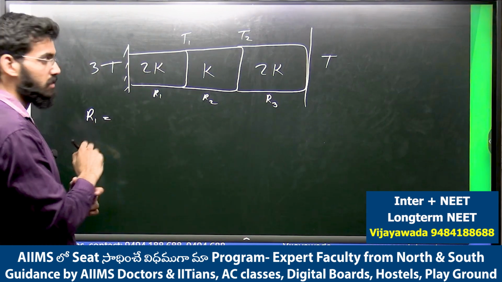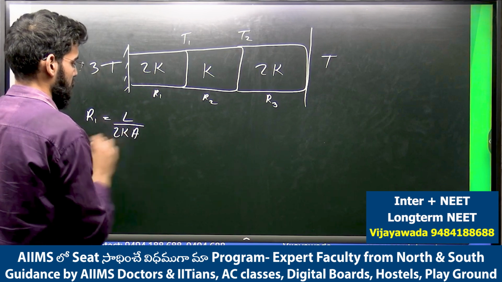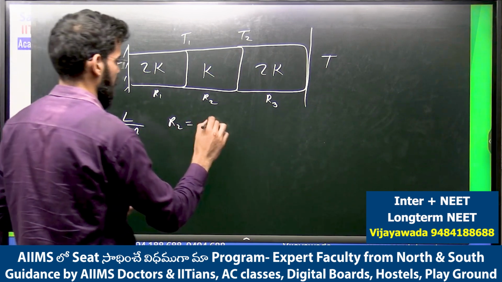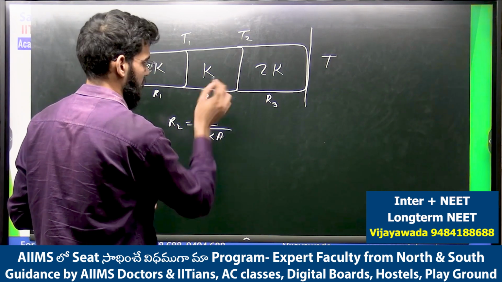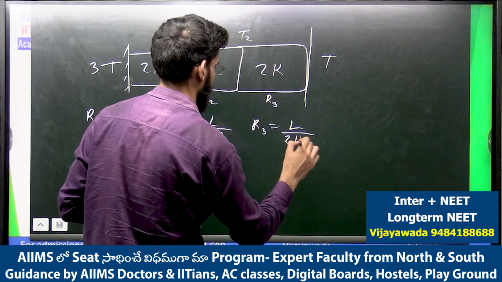L by K, right? So length is L, and the other is 2K into A. Okay. R2 is how much? Resistance is L by KA. K is K only. And R3 is L by 2KA.